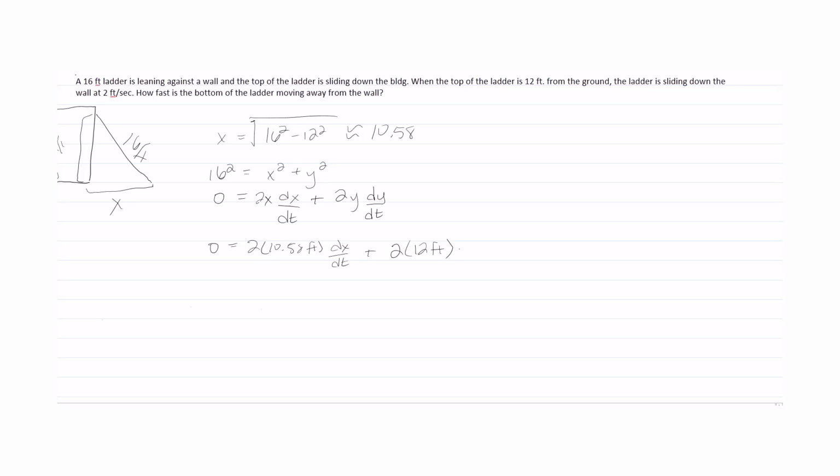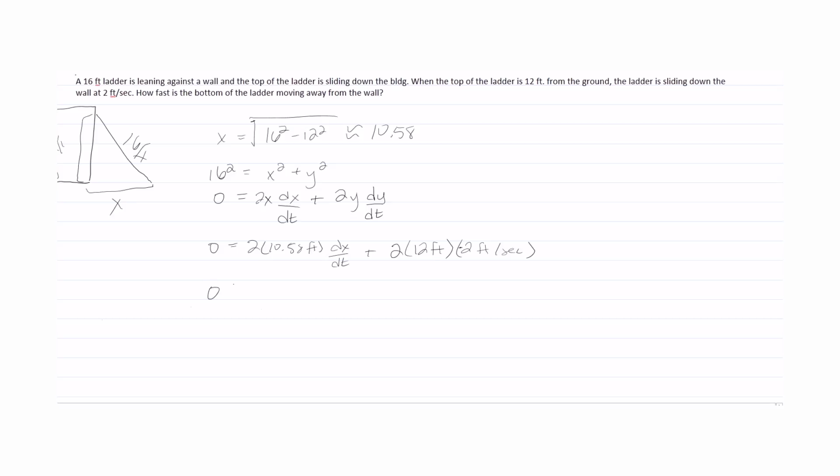And we know that the top of the ladder is sliding down at a rate of 2 feet per second. So that is the change in y with respect to time. So we can go ahead and plug in 2 feet per second there as well. And you know what? We're going to go ahead and make that a -2 because we're sliding down. We're going to think about this as a little coordinate system. Alright, so now we're just going to do our math.